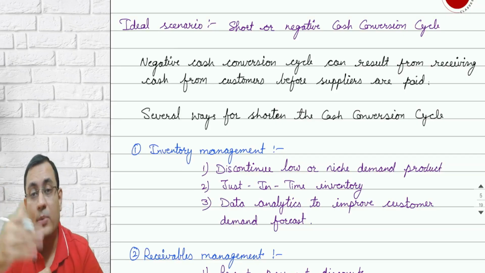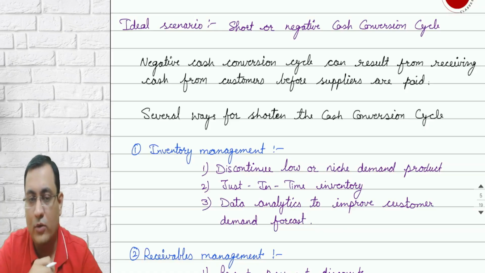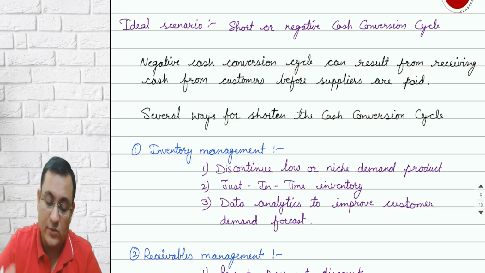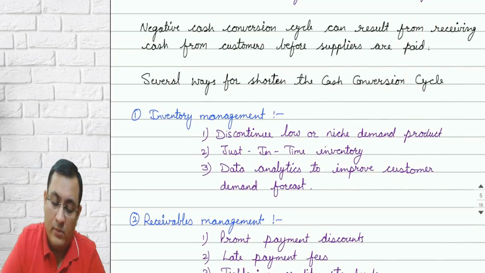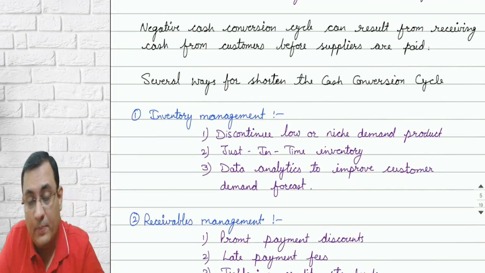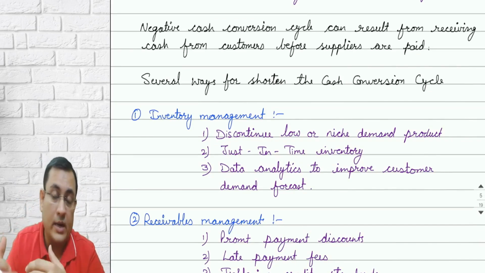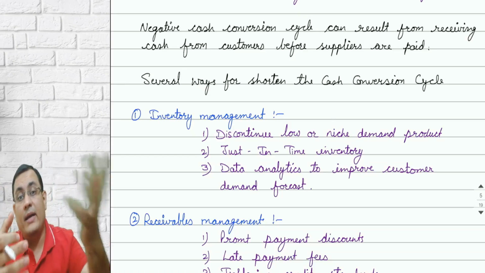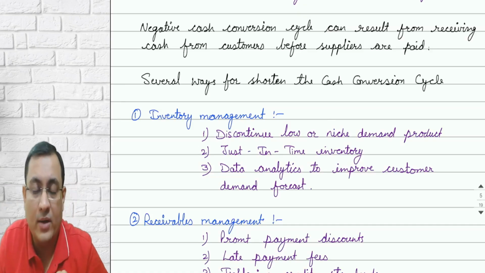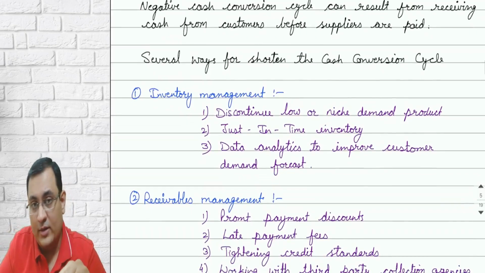Everything, all processes, whatever you are doing is based on the capital invested by your supplier, which is very good for you. So the shorter the cash conversion cycle, the better the situation. Negative is the best. And negative can result from receiving cash from the customer before suppliers are paid. That's what I'm saying. The credit period availed from the supplier is more than what we are allowing to our customer, or we are getting an advance and paying after availing the full credit. There are several ways to shorten the cash conversion cycle.